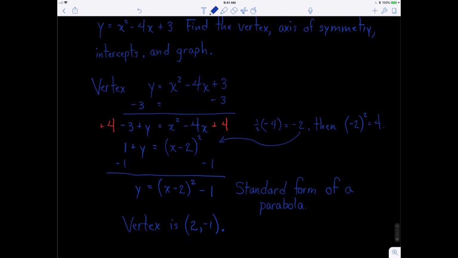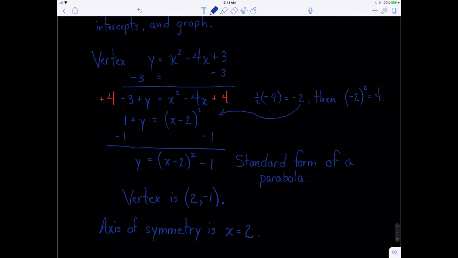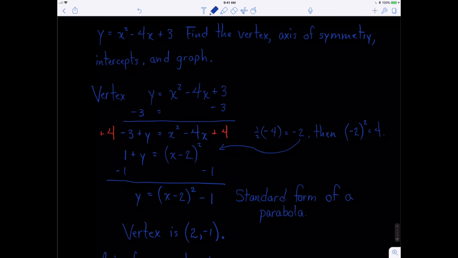And now, the axis of symmetry. Axis of symmetry is just the x value. And so instead of getting a single point, it's the vertical line that passes through x equals 2 for all possible y's. Now, the next thing we asked for are the intercepts.